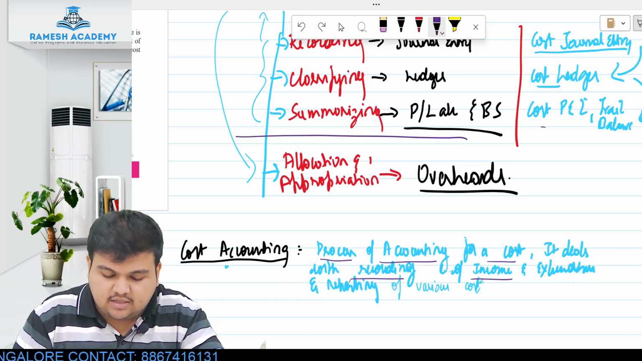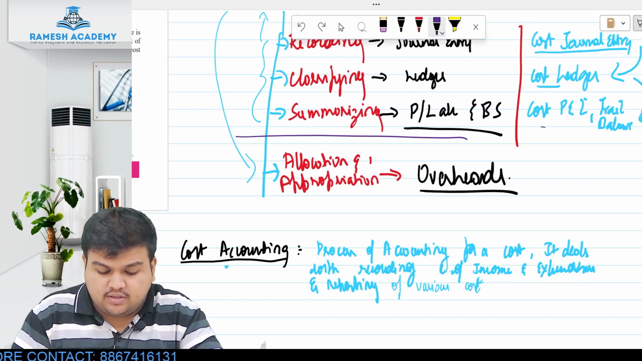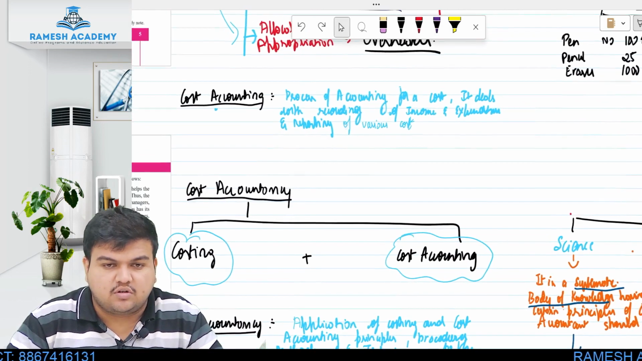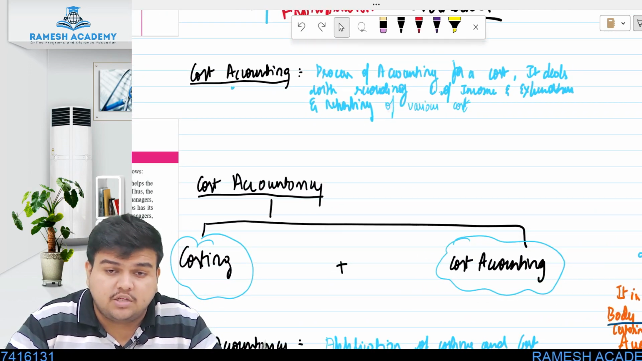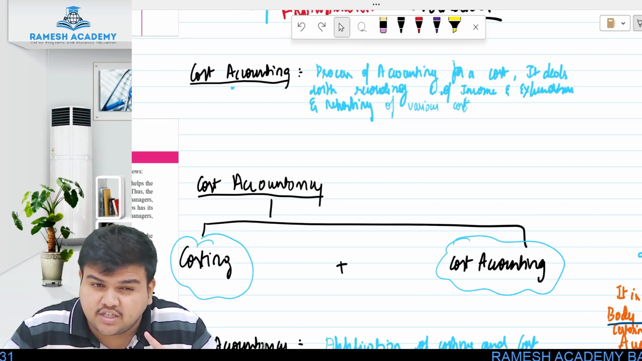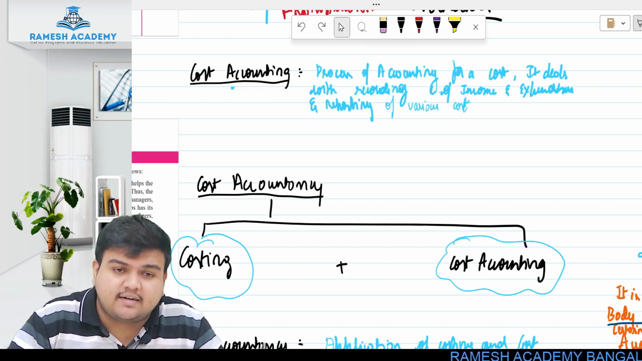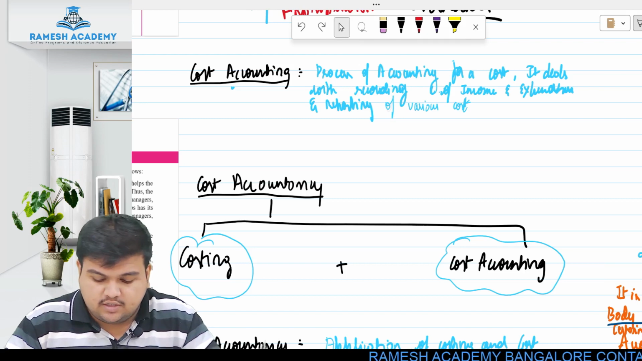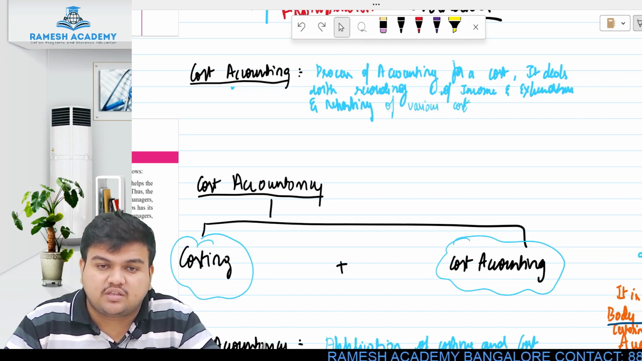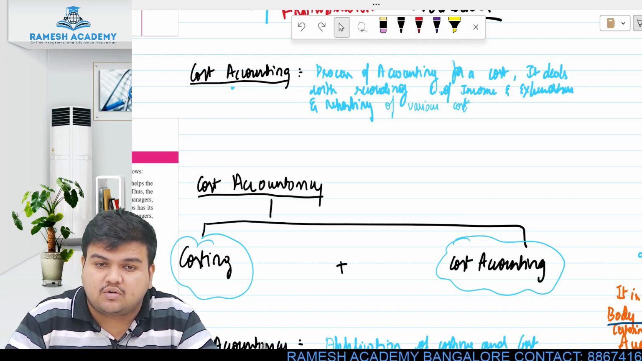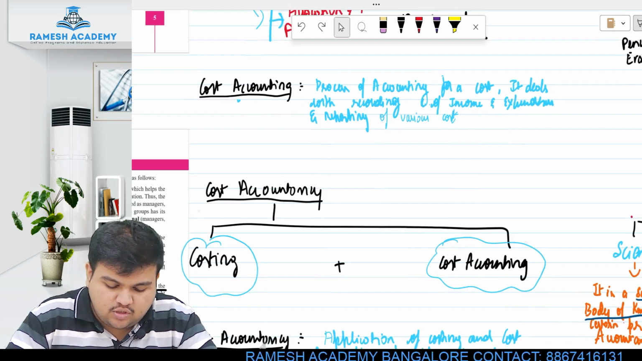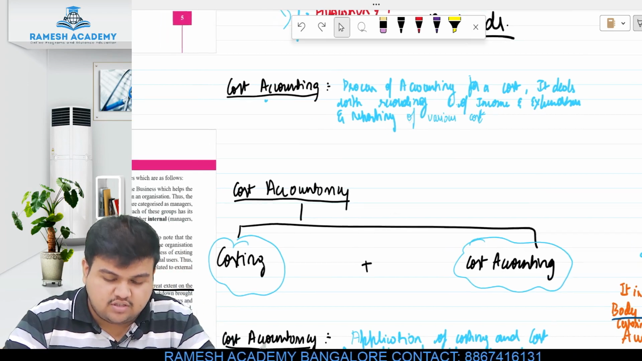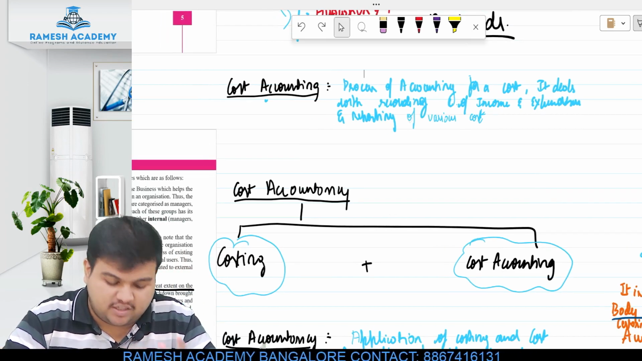That is cost accounting. Now there is one more, cost accountancy. So what is cost accountancy? In simple words, cost accountancy is costing plus cost accounting. Costing is the techniques, procedures and methods used to ascertain the cost. Cost accounting is the process of accounting for that cost. So in whole, costing plus cost accounting is cost accountancy.